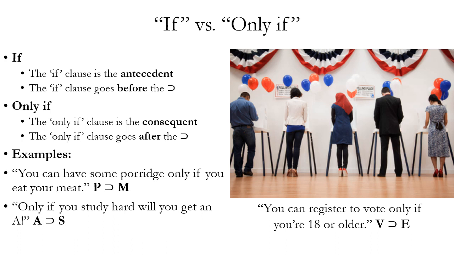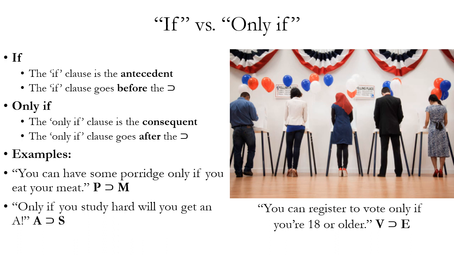You can have some porridge only if you eat your meat. So you can look at the only if as being equivalent to then. What follows only if, you eat your meat, has to come after the horseshoe. So in this case, we look at the you eat your meat and translate it with the capital letter M. We look at the you can have some porridge and translate that with the capital letter P. So the complete translation is P horseshoe M. You can have some porridge only if you eat your meat has the same logical meaning as if you have some porridge, then you eat your meat.